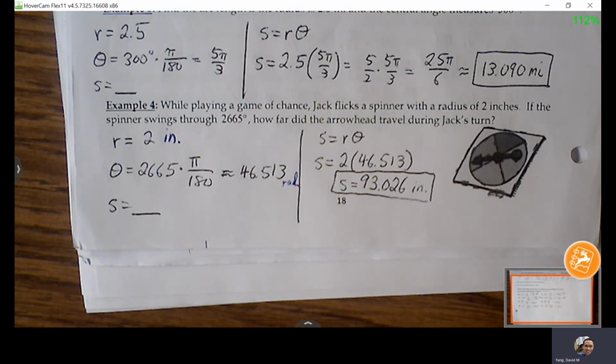Okay, any questions with 4? I got 92, not 90. Okay. Did you get theta to be 46.513? I got 533 pi divided by 18. Yeah, try again. I'm getting 46.513. So if your decimal is off, then the number is going to be different from mine.